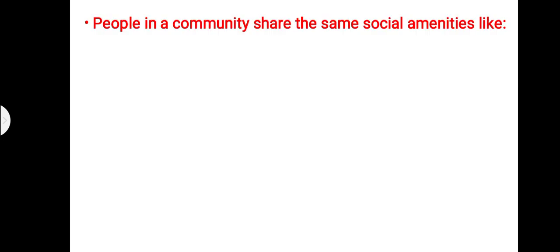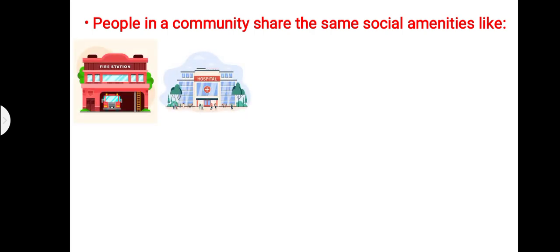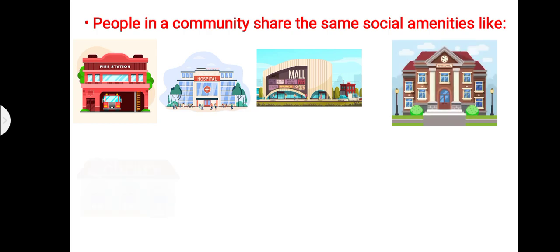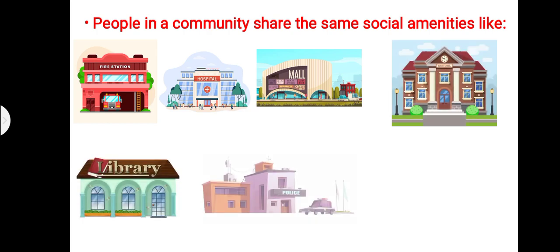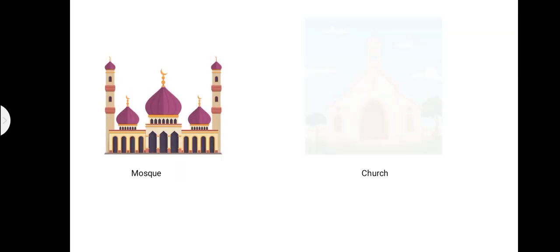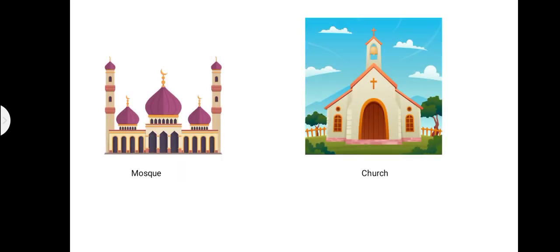People in a community share some social amenities together, such as fire stations, hospitals, malls. They go to school together, libraries, you have the police station, playgrounds where you go to play, and they even share places of worship together, just like a mosque and a church.